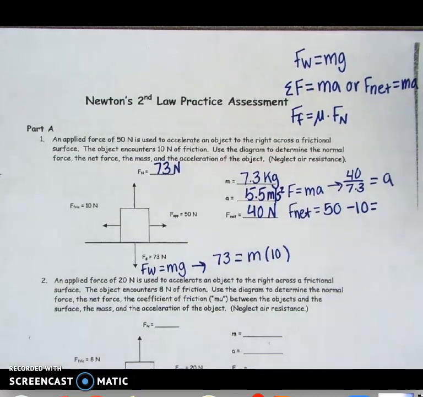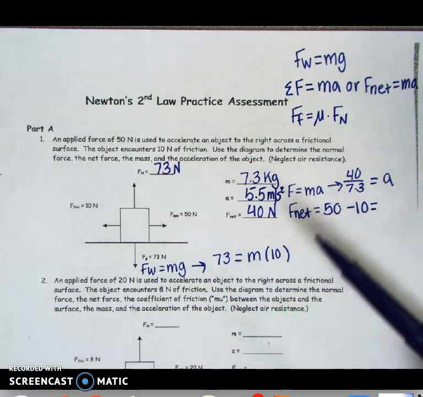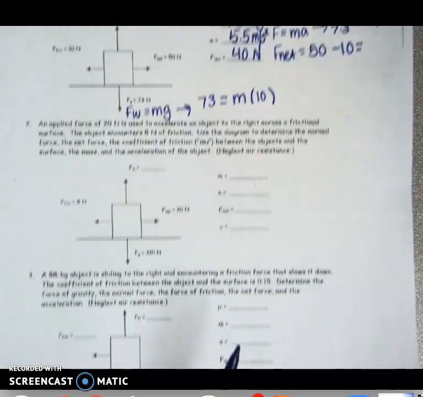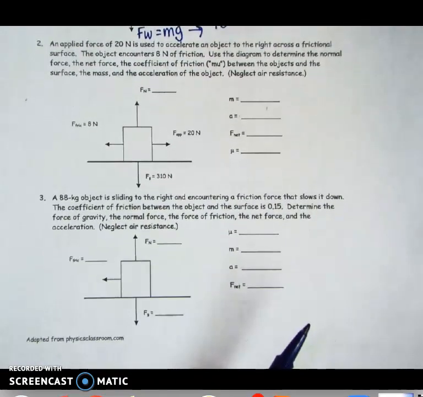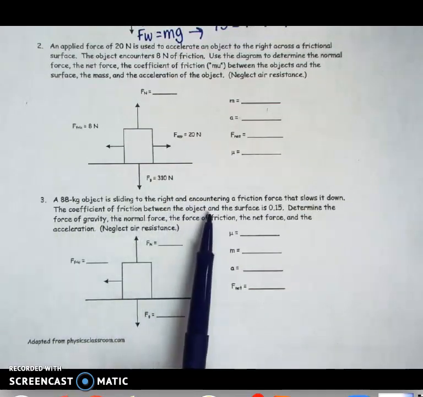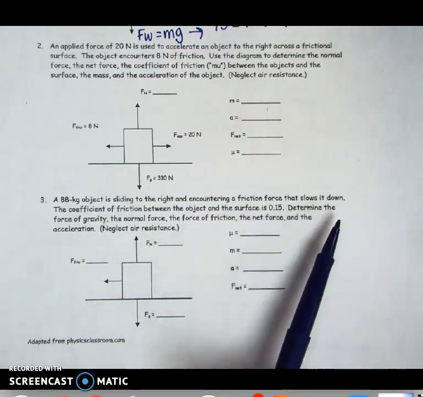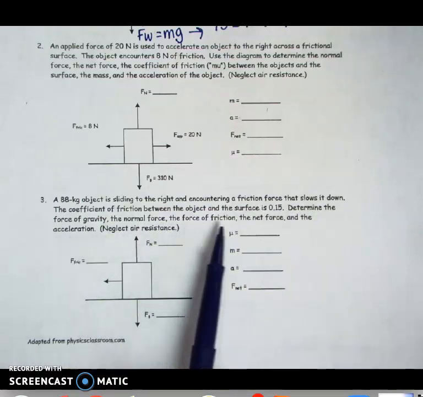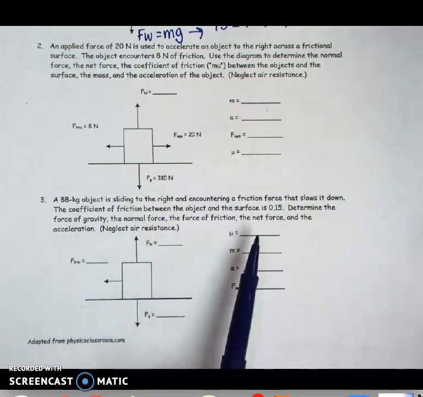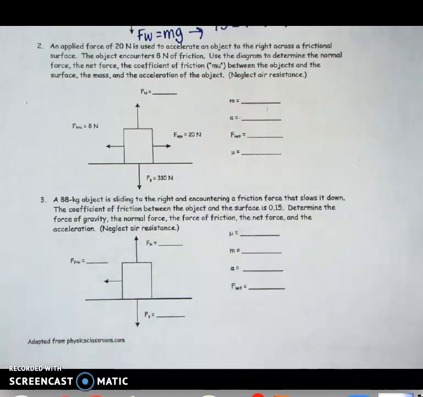All right, so that's how you solve for our mass, acceleration, net force, and normal force. But now I want to solve for one that uses mu, or that weird symbol that just tells us our coefficient of friction. So we're actually going to jump down to number 3. It gives us an 88 kilogram object sliding to the right and encountering a friction force that slows it down. The coefficient of friction between the object and the surface is 0.15. Determine the force of gravity, normal force, force of friction, net force, and the acceleration.